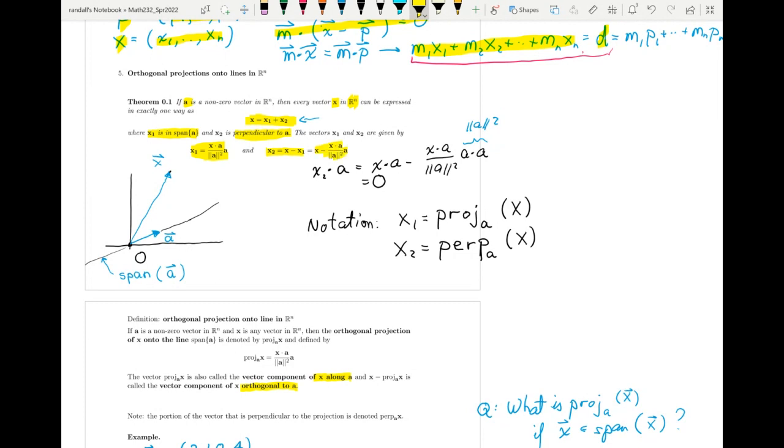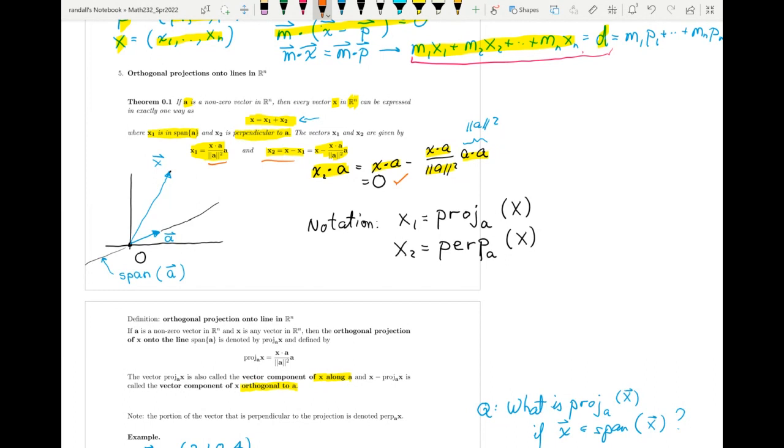Now, we want x2 to be perpendicular to A, so let's check. I'm doing that right here. Let's check x2 dot A. Okay, so I distribute this dot product over the two vectors I see on the right there. So I get x dot A minus x dot A over A squared times A dot A. But A dot A is A squared. Therefore, I get x dot A minus x dot A. Therefore, I get 0. So this formula up here for x2 does assure us that this vector x2 is orthogonal to the vector A, just as this formula assures us that x1 is parallel to A.